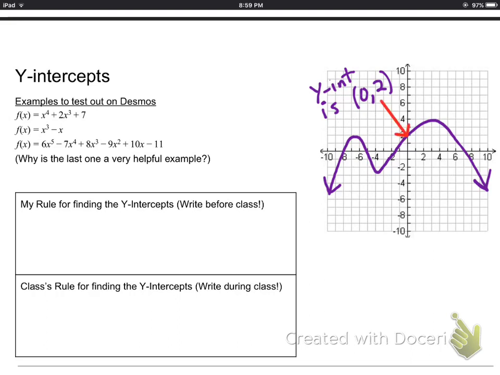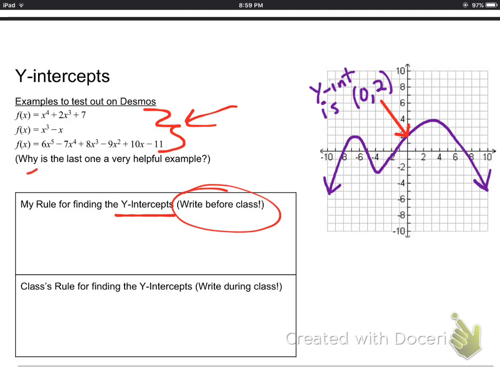And here's what I want you to do. I want you to play around in Desmos. You could even type out these functions here, and just test out some stuff and see if you can find a rule, kind of like you did before, but this time it's for finding the y-intercepts. I want you to write this in here before coming to class, just like you did the last rule.